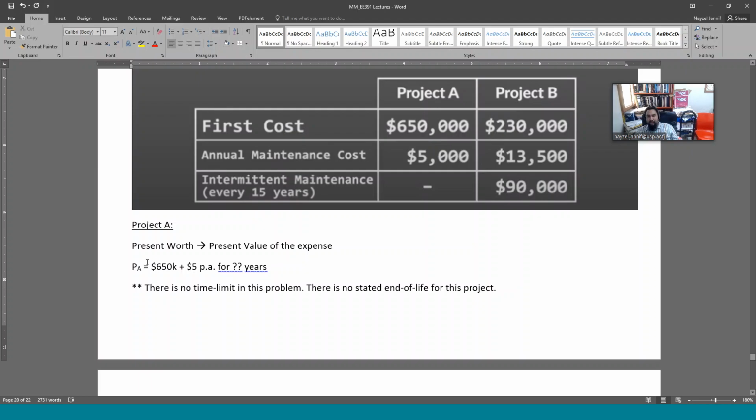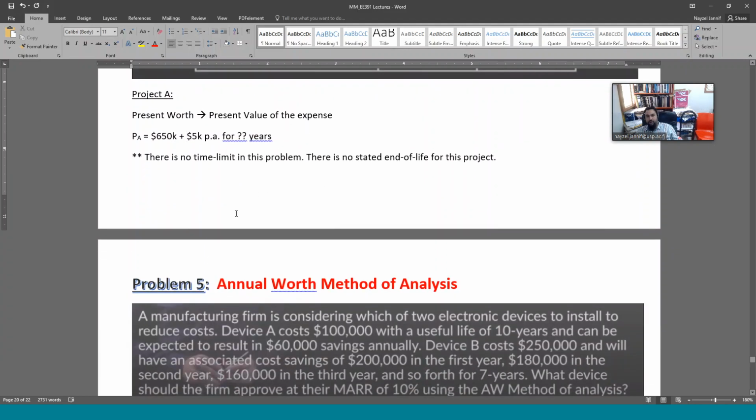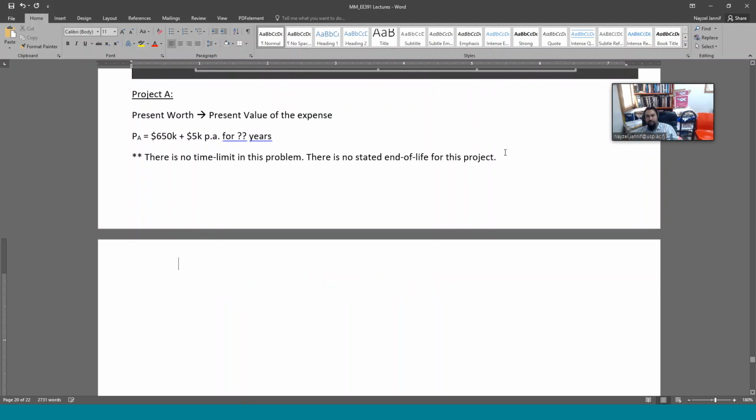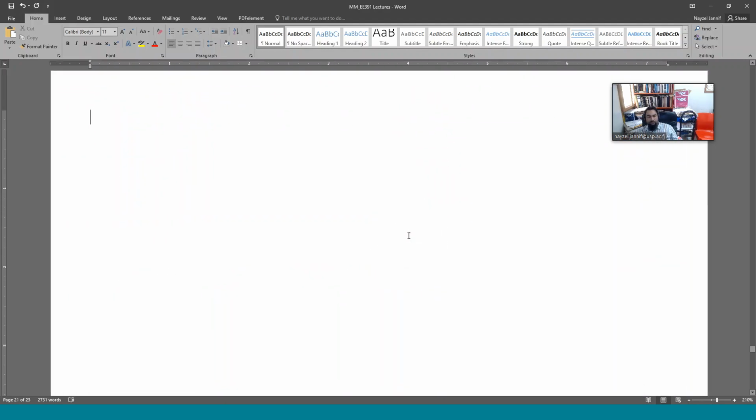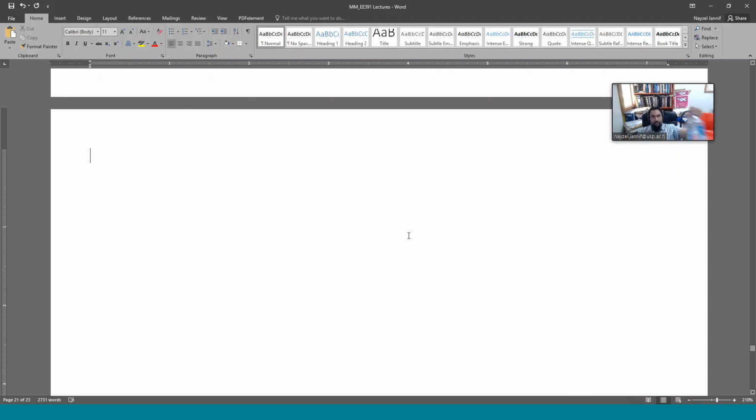Remember, it says 650,000, that's a one-off expense, our initial investment. I'm looking at project A, right? And $5,000 per annum for maintenance. But for how many years? So how do we calculate the p-value from the annuity? All right, so now we've got to look at some other aspects.